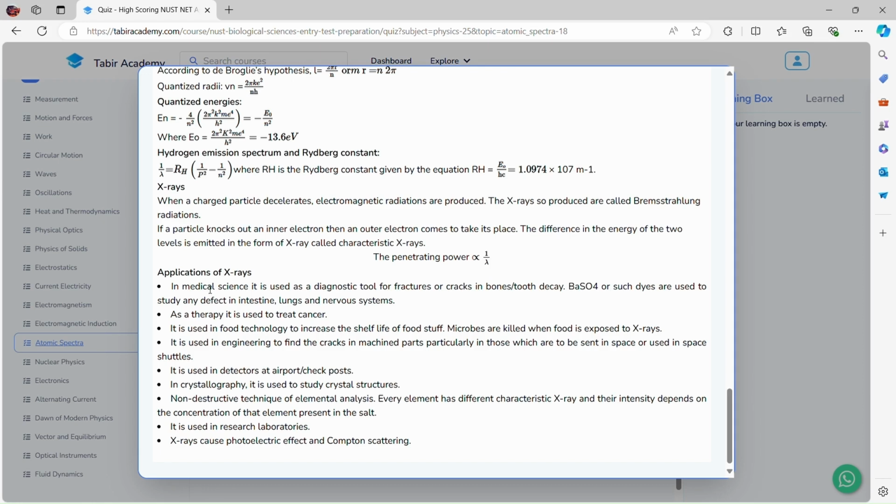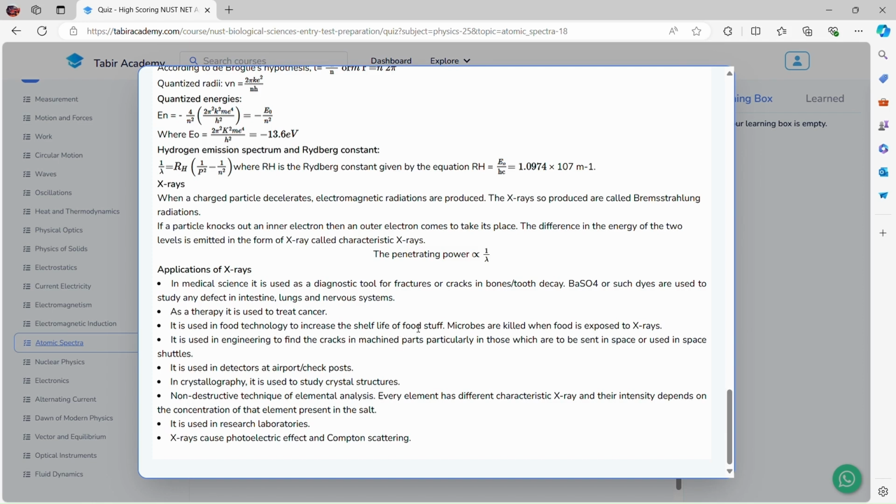Applications of X-rays. In medical science, it is used as a diagnostic tool for fractures or cracks in bones or tooth decay. BaSO4 or such dyes are used to study any defect in intestines, lungs, and nervous systems. As a therapy, it is used to treat cancer.